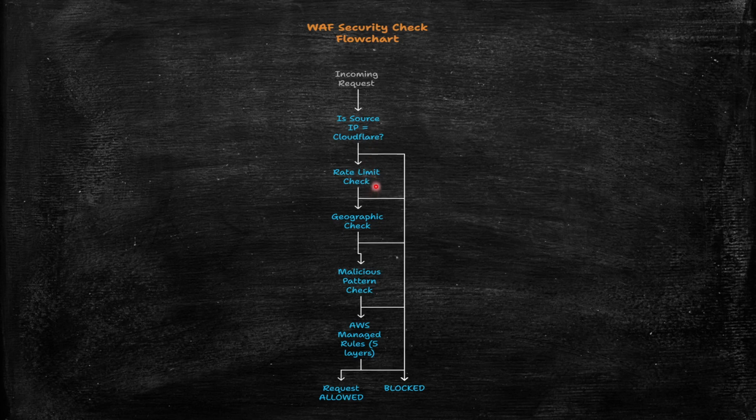Then there will be a check called the rate limiting check. We'll have the geographic check rule, a malicious pattern check rule, and then we'll have the AWS managed rule there. If everything matches, then the request will get served from the applications. So this we're going to see in our demo. Let's head back to the demo.